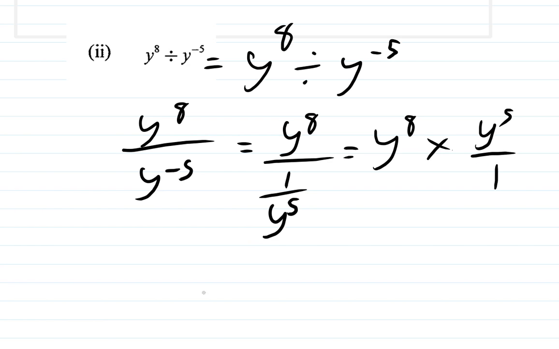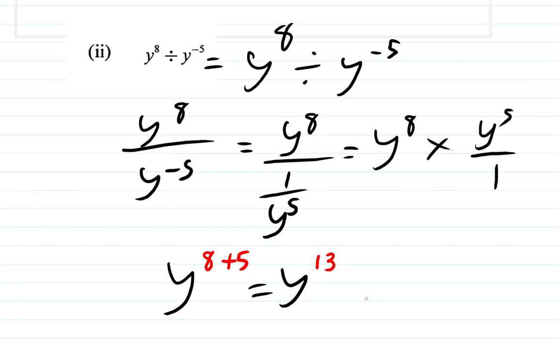So, remember now, what you're going to have is y to the, and then you have 8. It's not going to be multiplied this time, it's plus 5 that you're going to have. So it's y to the 8 and 5, 13. It's y to the power of 13.